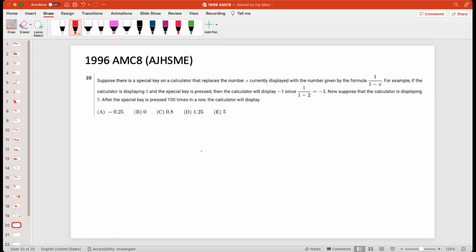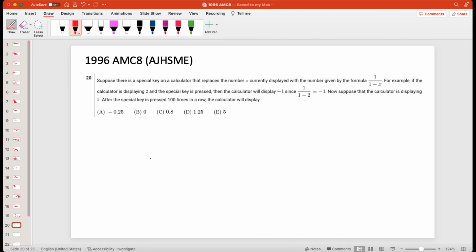Suppose there is a special key on a calculator that replaces the number x currently displayed with the given number by the formula 1 by 1 minus x. Okay, so there's an example given. Now, suppose that the calculator is displaying 5. After the special key is pressed 100 times in a row, the calculator will display. Again, if they give questions like 100 times, 500 times, all those are pattern problems. We just need to identify the pattern, then it will be simpler.